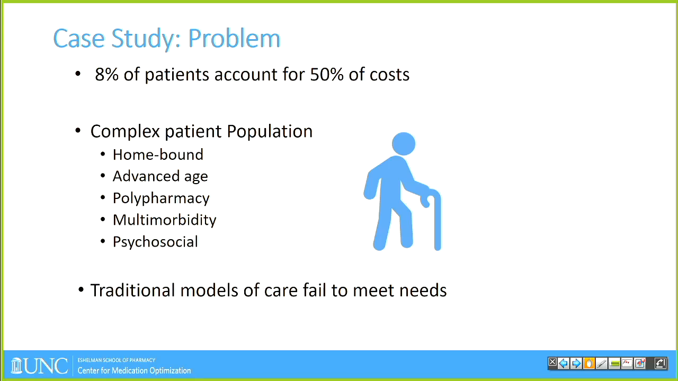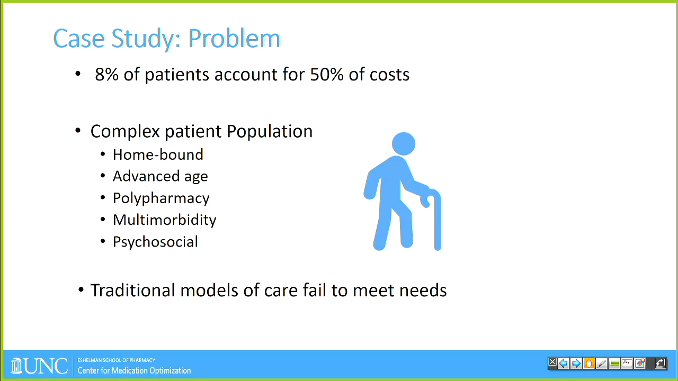actually had a broader problem that 8% of their patient population was accounting for 50% of their cost. And they had a really complex patient population. They were homebound, advanced age, had polypharmacy, multiple comorbidities, a lot of psychosocial issues, and they said their traditional models were considered kind of gold standard across the nation, but clearly we're failing to address the needs of this really complex patient population.